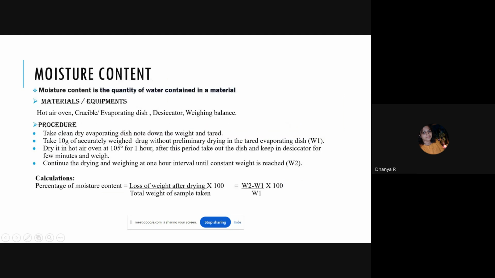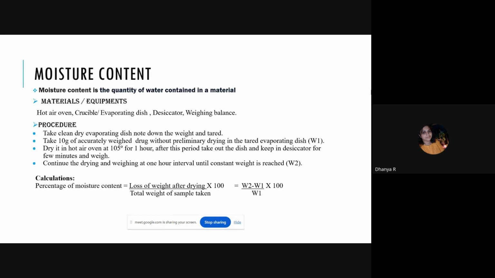Now coming to the next practical, moisture content. Moisture content is the quantity of water contained in a material. Moisture content is the water or the moisture present in a particular sample.